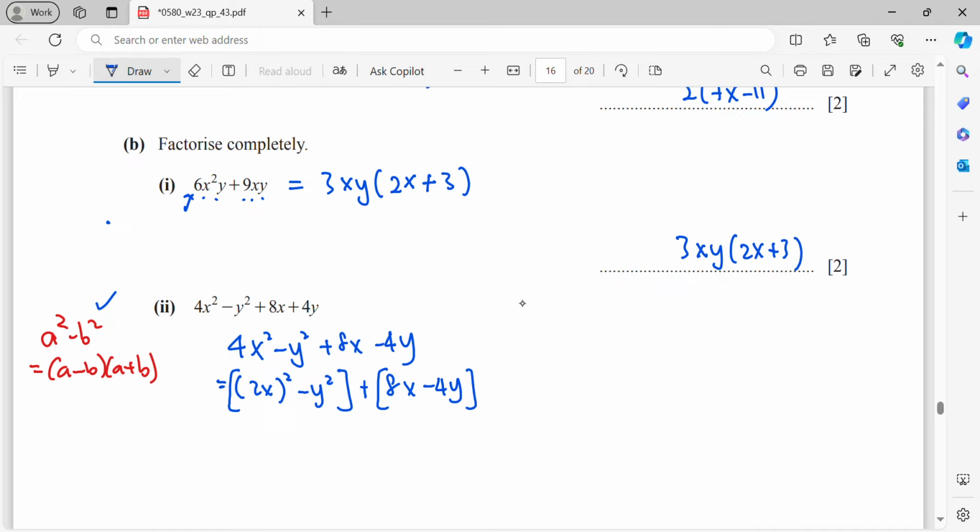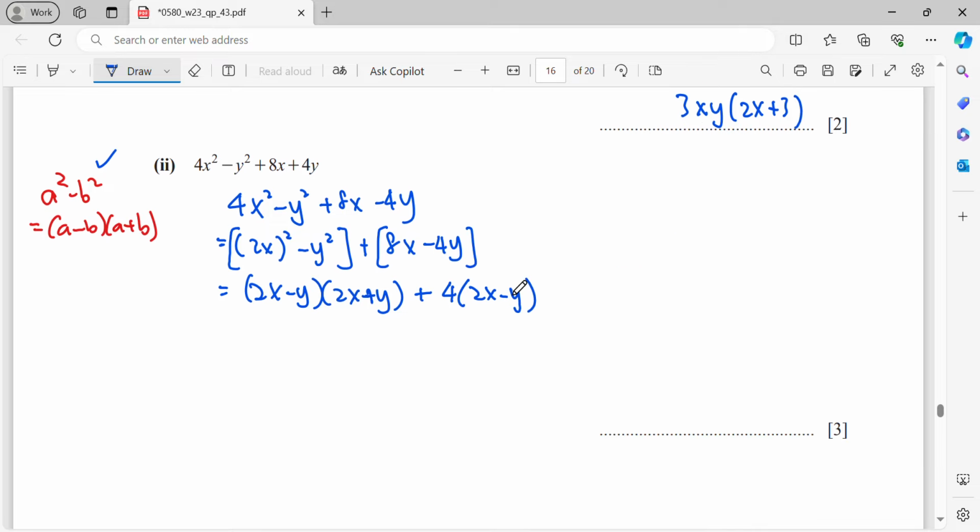Okay, and now apply this formula. It will be 2x minus y times 2x plus y. Now for the 8x and 4y, the common factor is 4. So I will factorize the 4, and then I will get 2x minus y. Okay, and then when you look here, the 2x minus y is in common now. Therefore, I will factorize 2x minus y. Then you will be getting 2x plus y, the remaining term, plus 4. So that's the two factors.